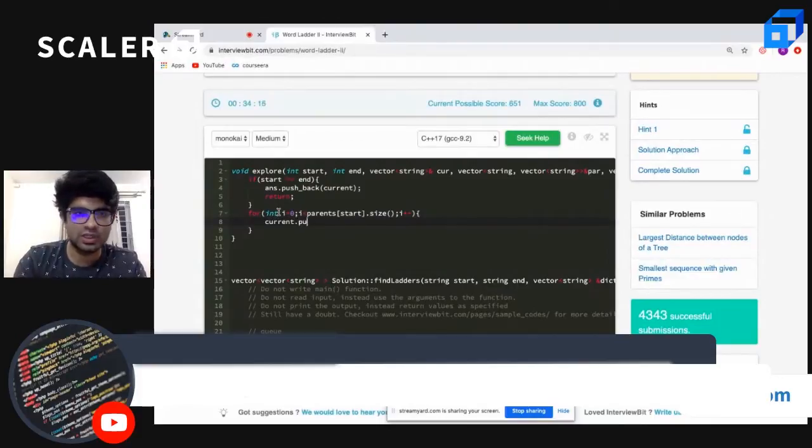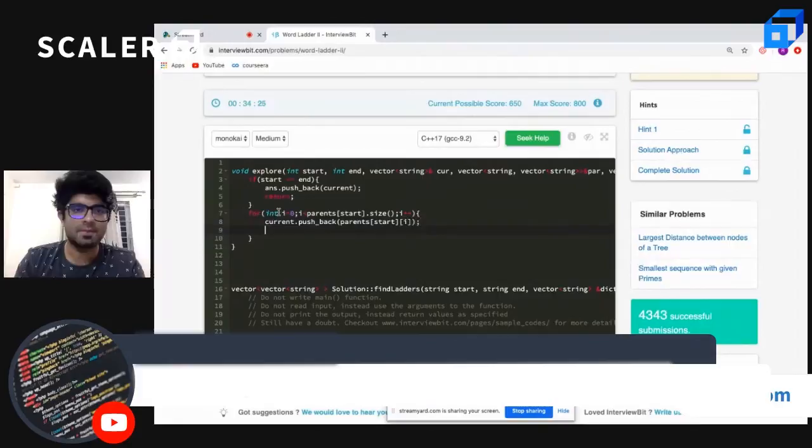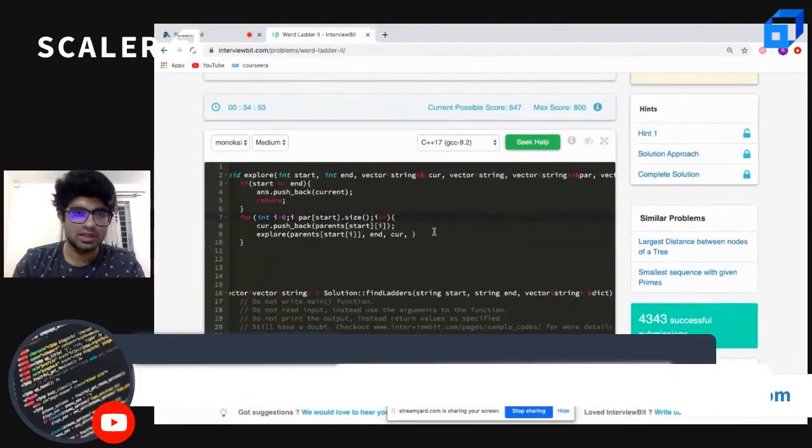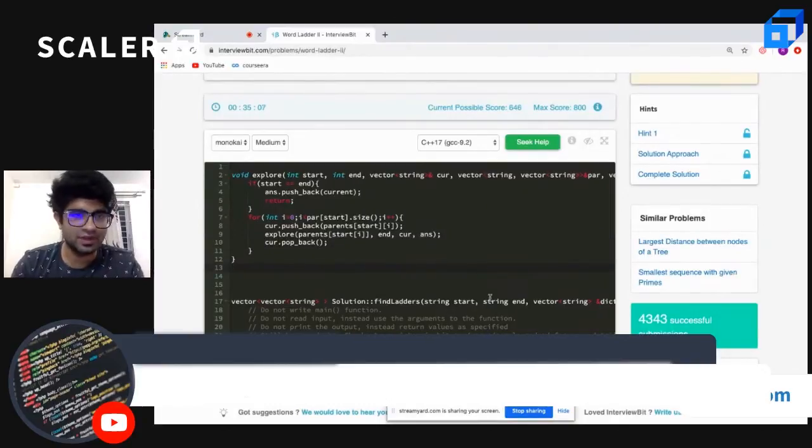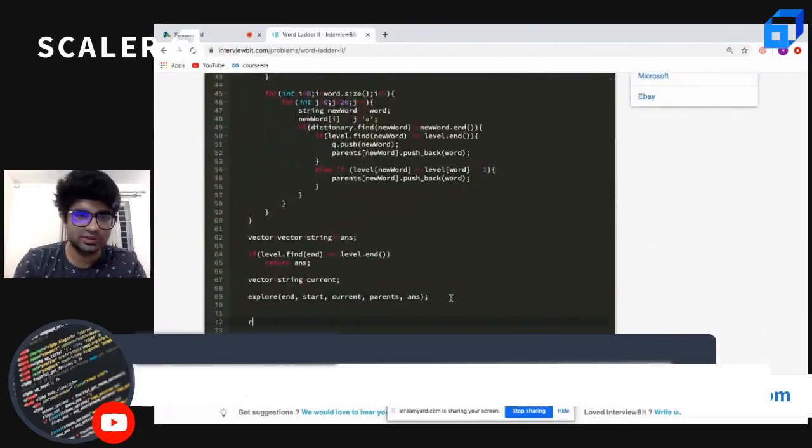So what I can do for that, as it is a vector, I can safely push that particular node, and that will be i. Now I can explore further. My start will be this particular node and will remain the same. Current gets smaller, and my answer is the thing that I need. After exploring, I need to backtrack, so I can pop that particular element. If I do it that way, in the end I just need to return answer.